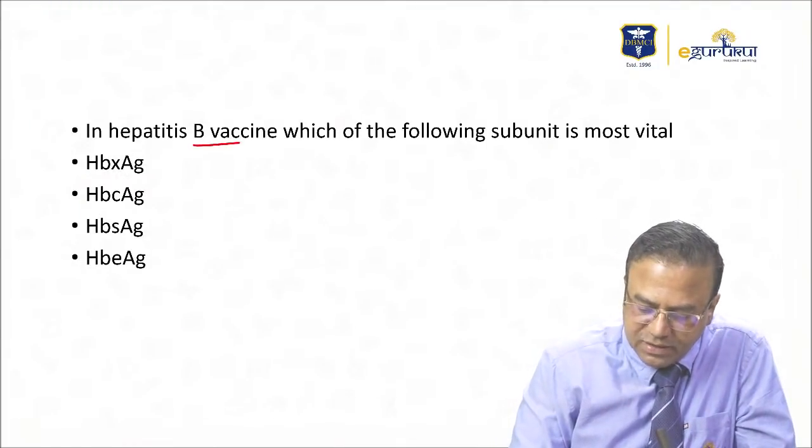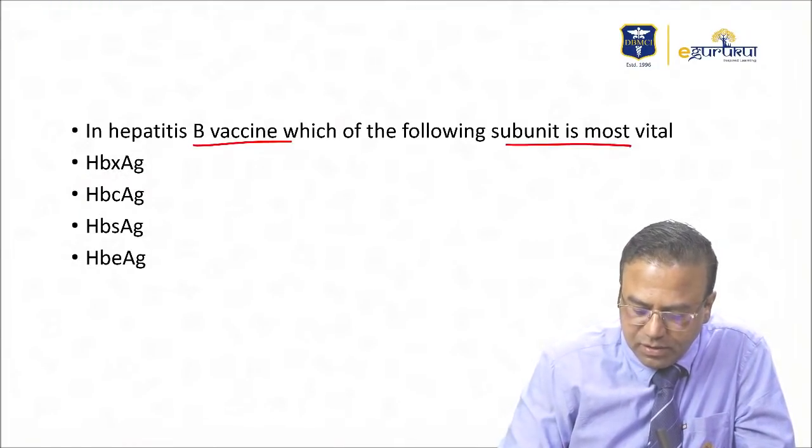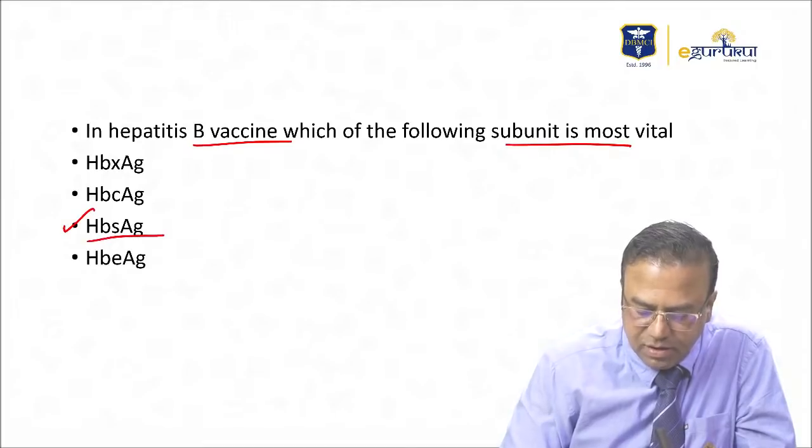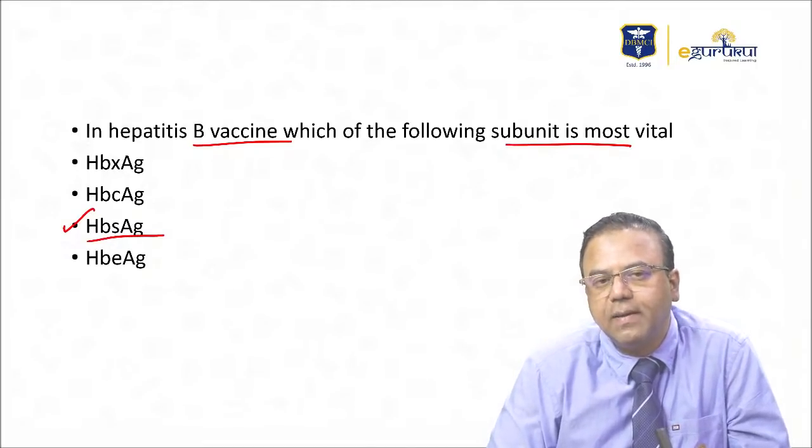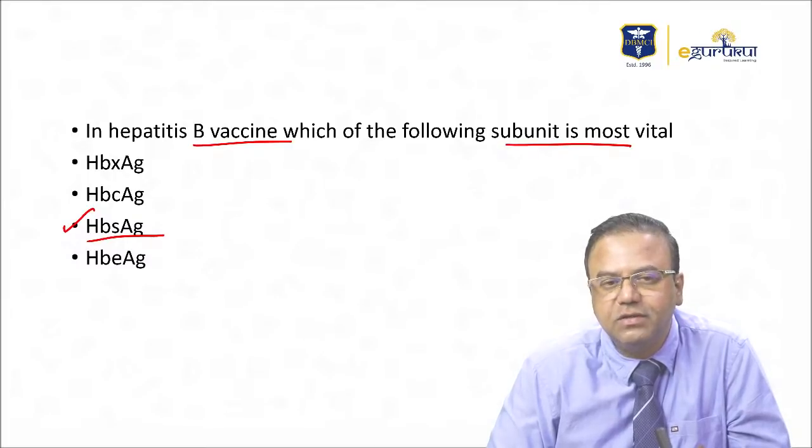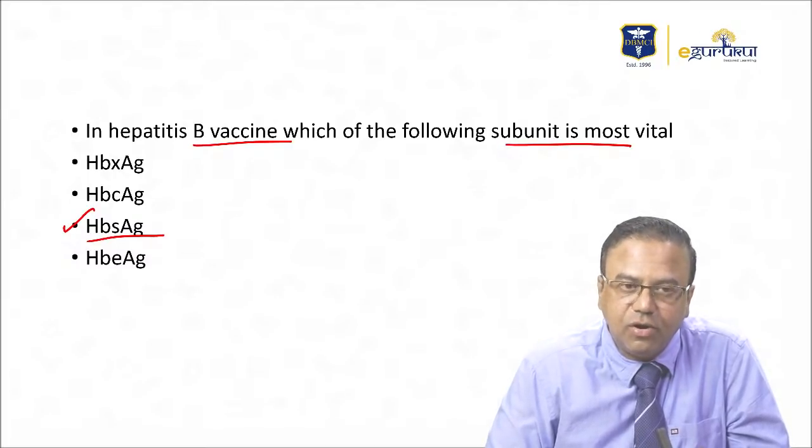In hepatitis B vaccine, which of the following is a subunit? This, I think, was a straightforward one, and it is the surface antigen. That's why those who are vaccinated will have surface antigen antibodies.